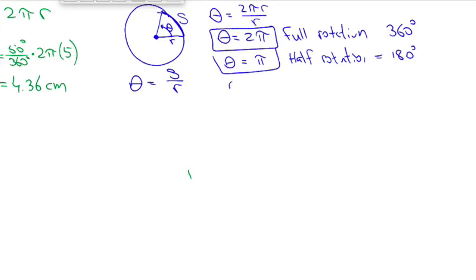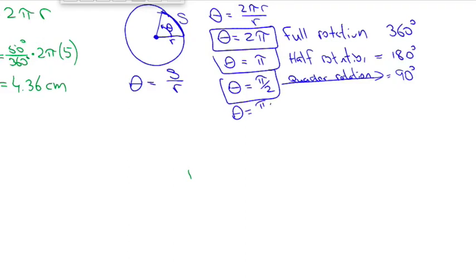Let's cut it in half again. Half of pi is pi over 2, which is 90 degrees, a quarter of a rotation. 1/4 of the circle gives you 90 degrees. If I take half of it again, 45 degrees, pi over 4. This would be an 1/8 rotation, but we don't care about that. That's going to be 45 degrees.